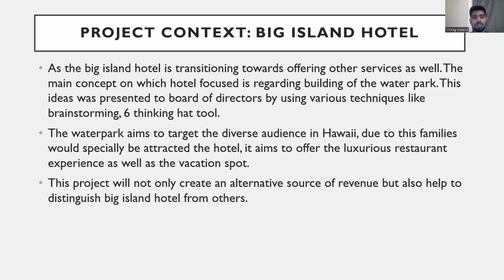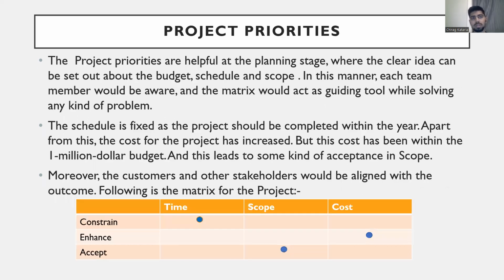from using various techniques like brainstorming, six thinking hats tools, and this idea is to cater to a diverse audience. This will not only offer them the luxurious restaurant vibes, but also a vacation spot. Now, discussing the project priorities for this.